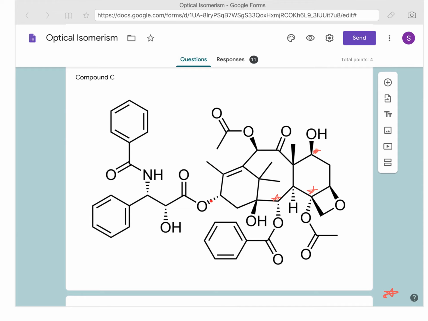Then we get to here, which probably is going to be chiral because it's got this 3D structure. It goes single bond onto a double bond. It goes single bond carbon with 2 hydrogens. It goes oxygen, and it goes hydrogen, which we can't see, so that's 4 different groups. That one's chiral.